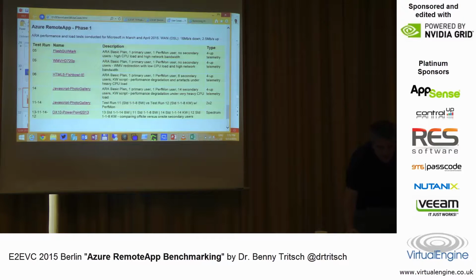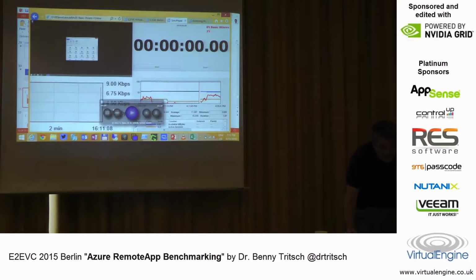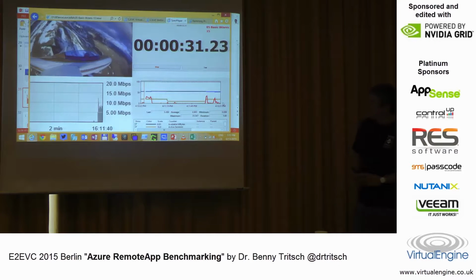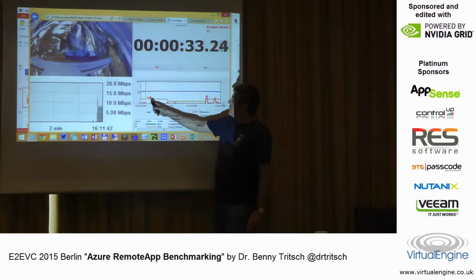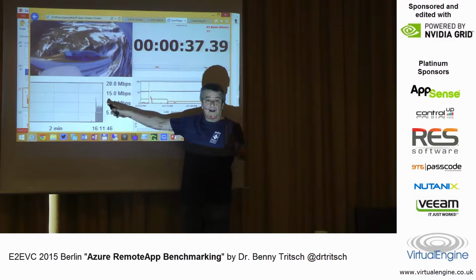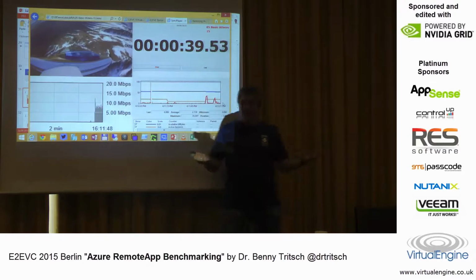Okay, now we do a WMV redirection, and you see the CPU load. Let's do a fast forward. The CPU load is really, really low, while network is high. So you're pumping to the client, pretty much. Correct. It's client redirection.